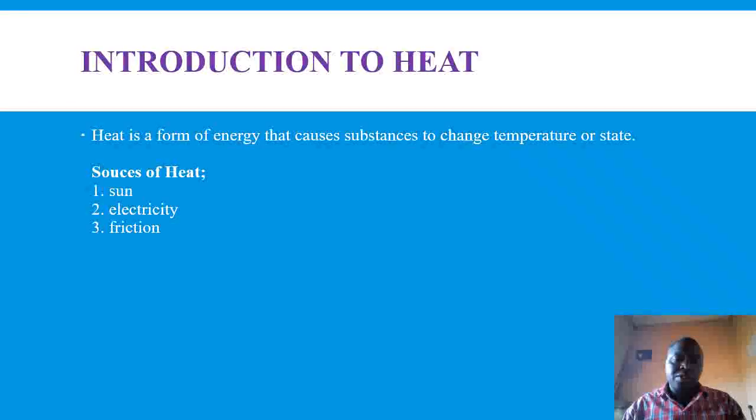We have the sources of heat. One of them is the sun. It produces heat energy. Electricity also produces heat energy. Then friction. When you rub objects together, it also produces heat energy.